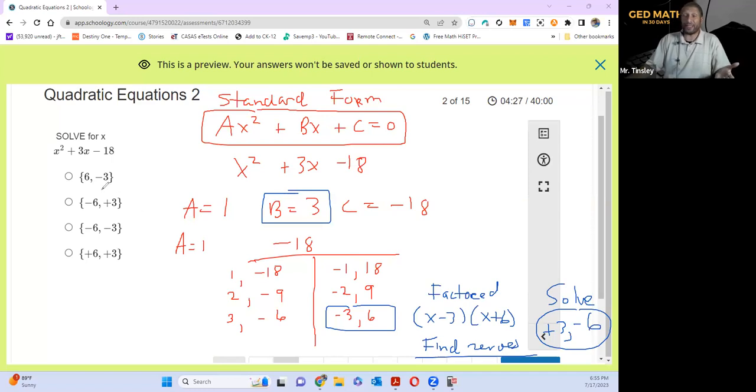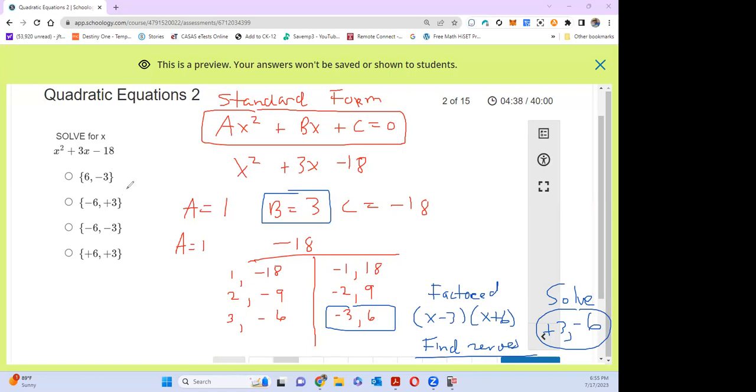Where's 3 and minus 6? This is why I put it this way. This is not an ordered pair. It doesn't have to go x and y. This is not an ordered pair. It doesn't matter what order you put them in. You have two solutions, 3 and negative 6, which is B.